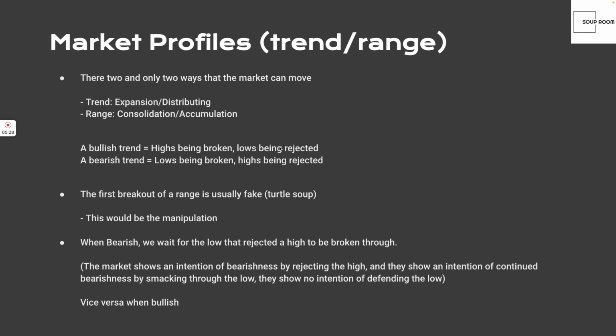If lows are being electrocuted and price is shooting back up, breaking highs, that is a bullish trend. You would be wanting to look for a turtle soup to go long once we reject the next low. It's the exact opposite in a bearish trend. The first breakout of a range is usually fake. That is the turtle soup.